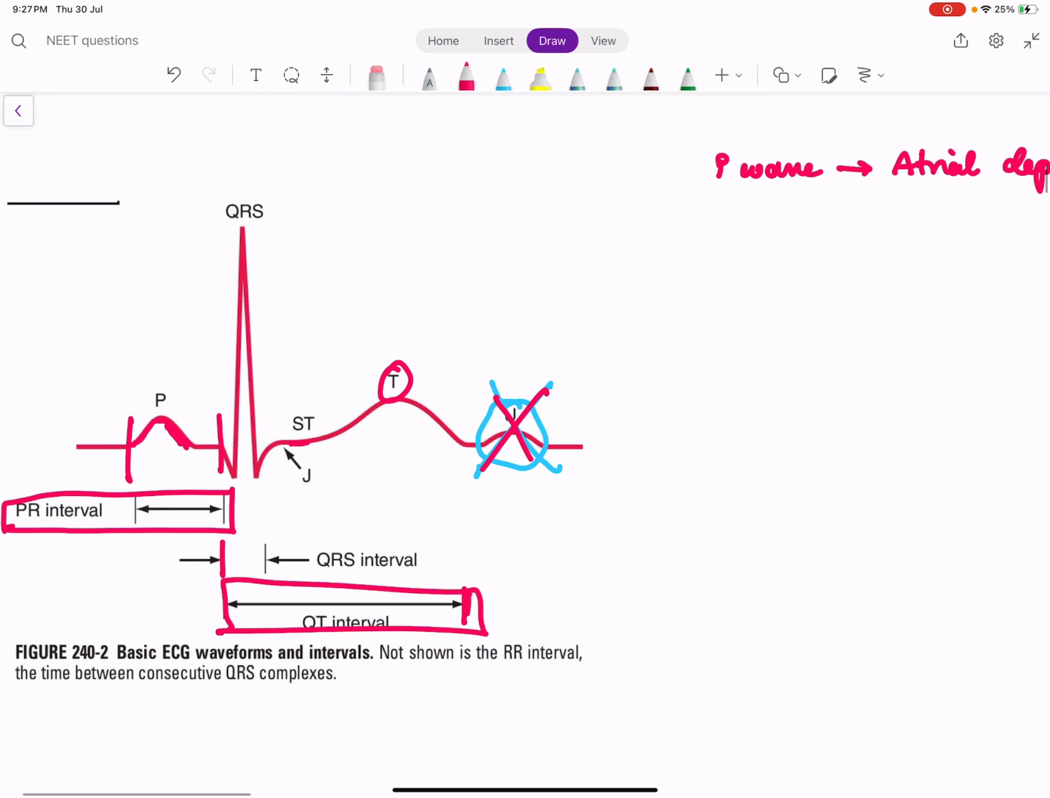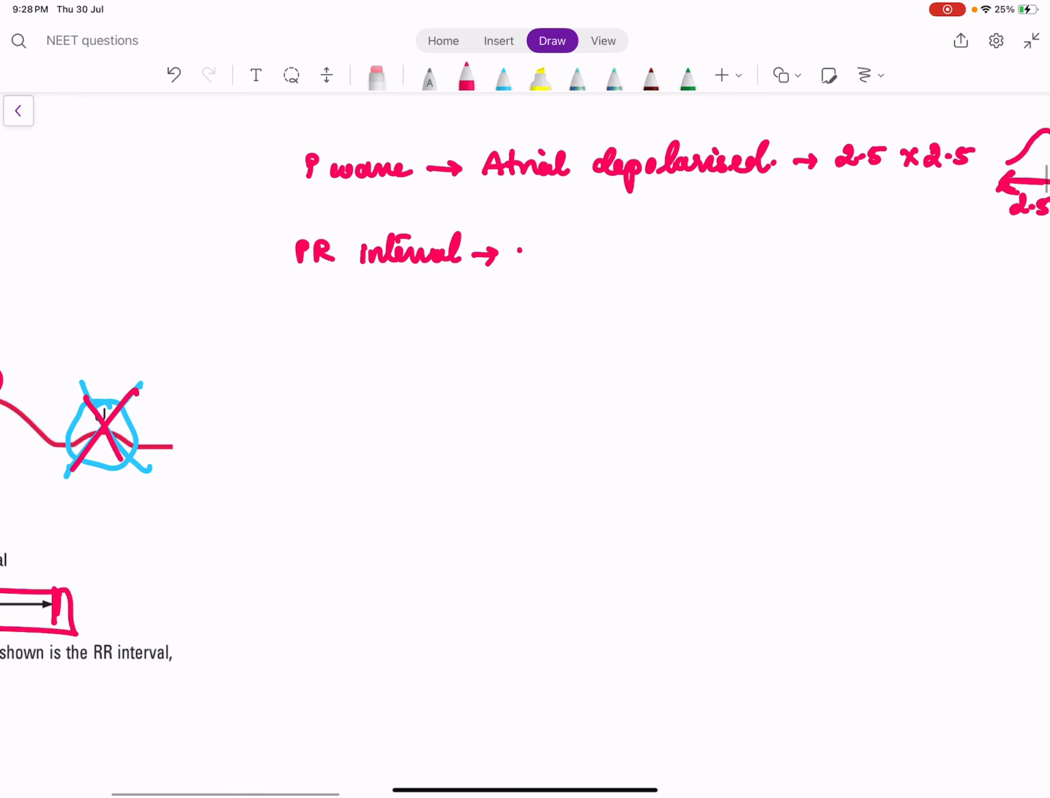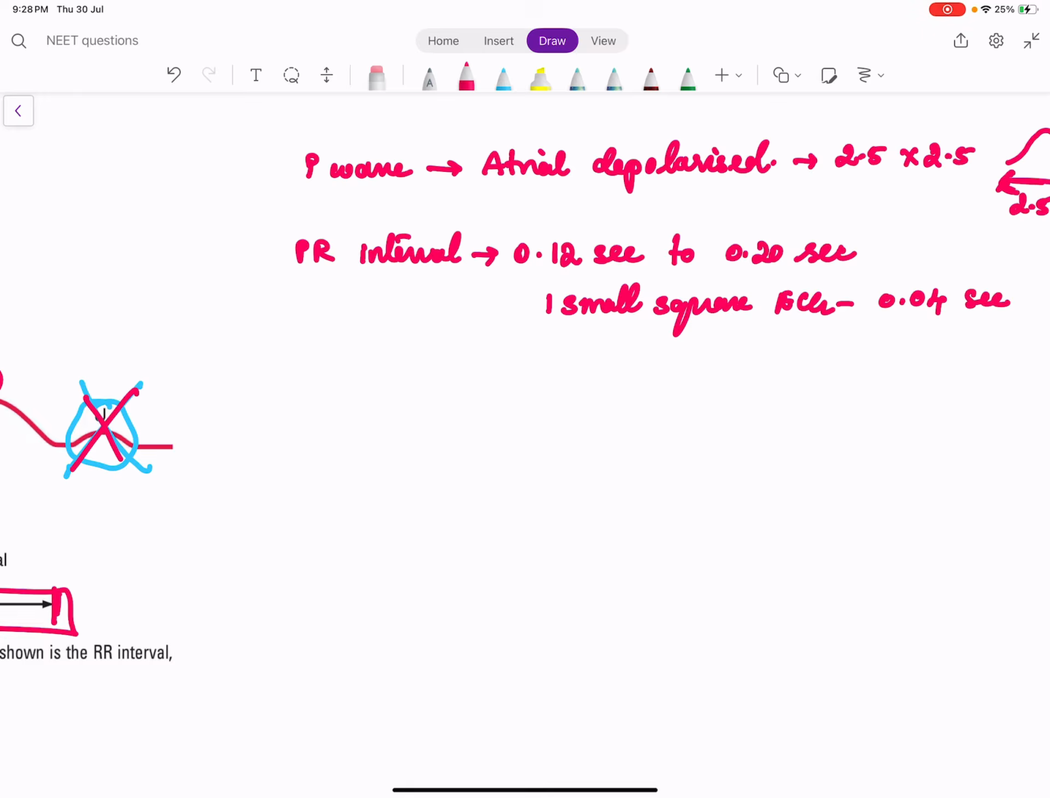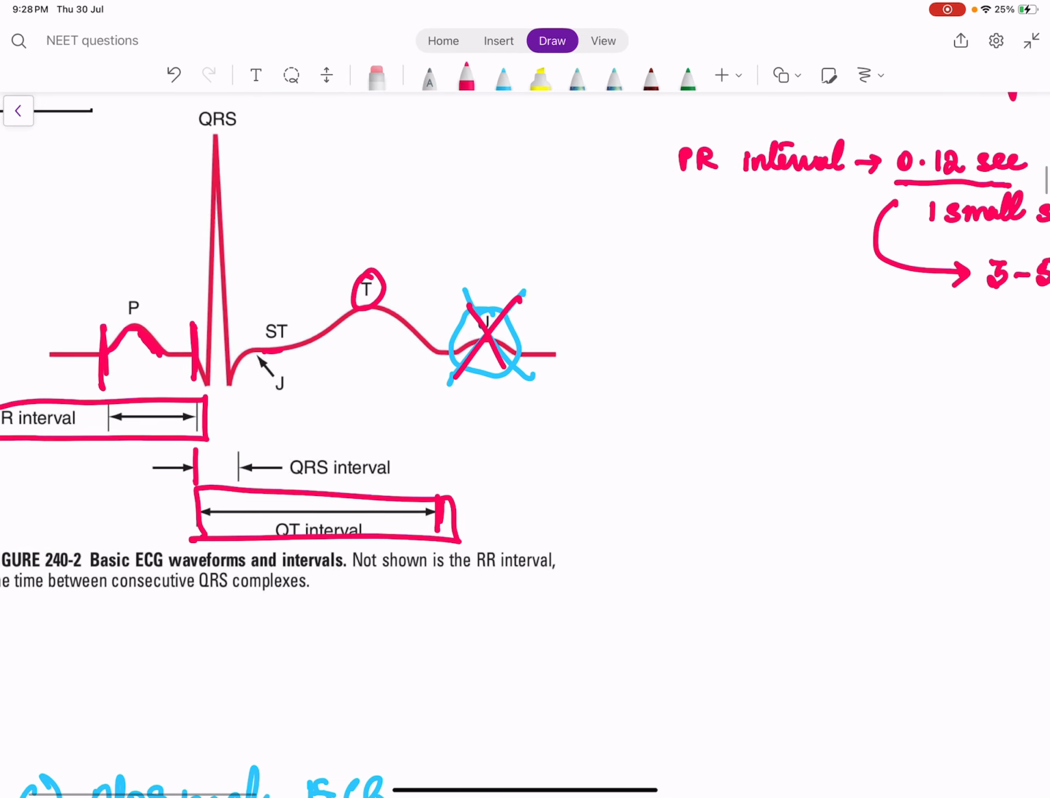And we have the PR interval, from the beginning of P wave to the beginning of QRS complex. PR interval is the duration. They say the normal duration is 0.12 seconds to 0.20 seconds. We know very well that one horizontal small square in ECG is 0.04 seconds. So 0.12 to 0.20 seconds roughly equates to 3 to 5 small squares. So PR interval has to be 3 to 5 small squares, which means less than 3 small squares is abnormal, more than 5 small squares is abnormal. So this is about P wave, this is about PR interval.